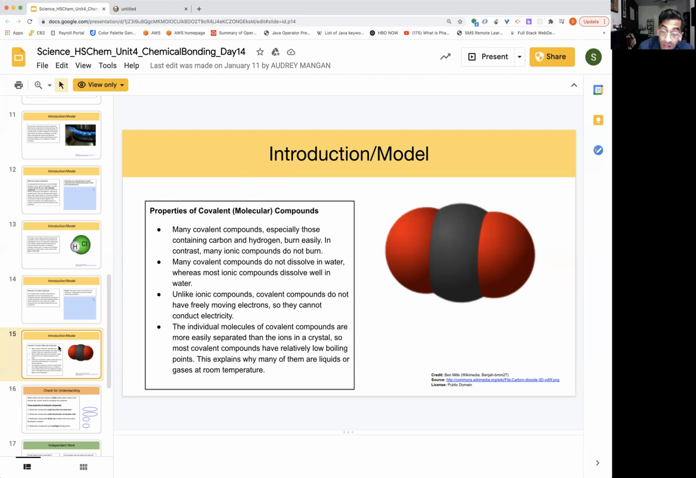Covalent compounds do not. Covalent compounds generally don't dissolve in water. Ionic compounds will dissolve very well in water. And then the individual molecules of covalent compounds are more easily separated than the ions in a crystal. That has to do with the strength of certain bonds. So because of the relative weakness of certain bonds, covalent compounds will have lower boiling points than ionic compounds.